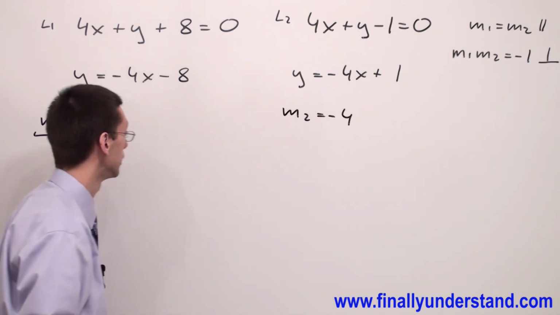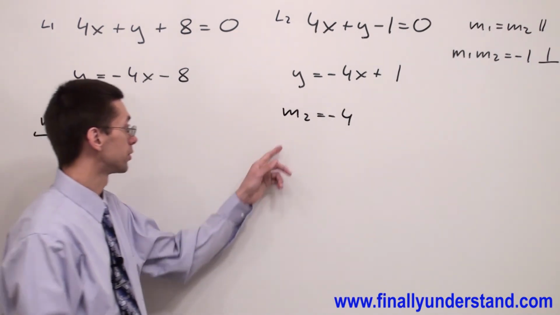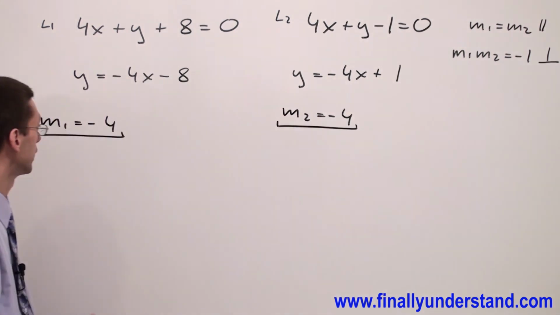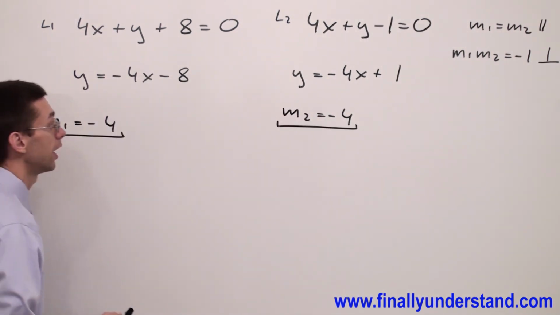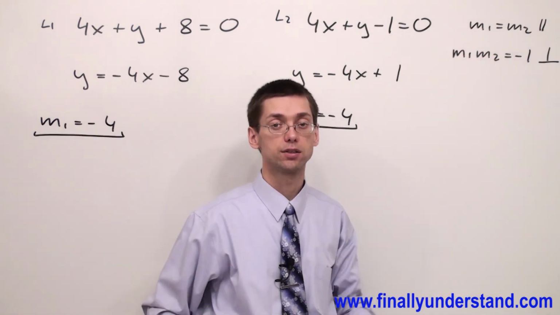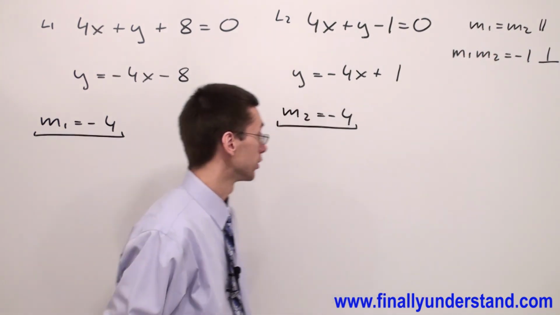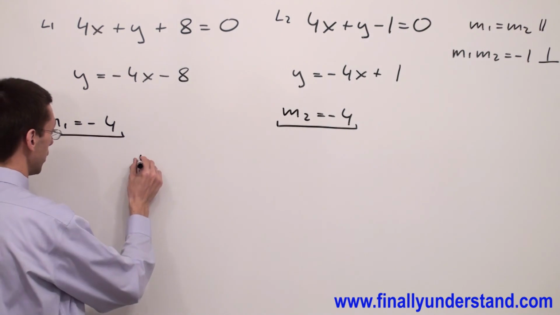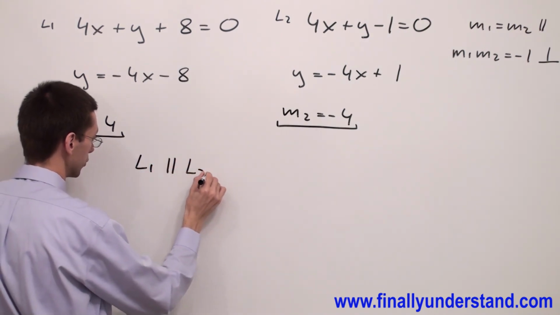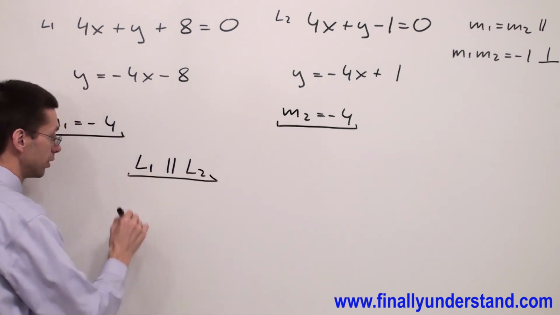Please notice that these two slopes are the same. They have the same value, negative 4. So anytime slopes are identical, the lines are parallel. So I can say that L1 is parallel with L2. And this is the solution to my problem.